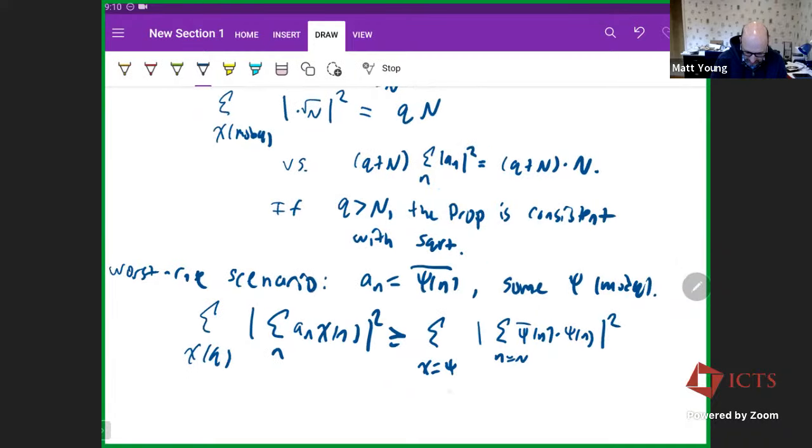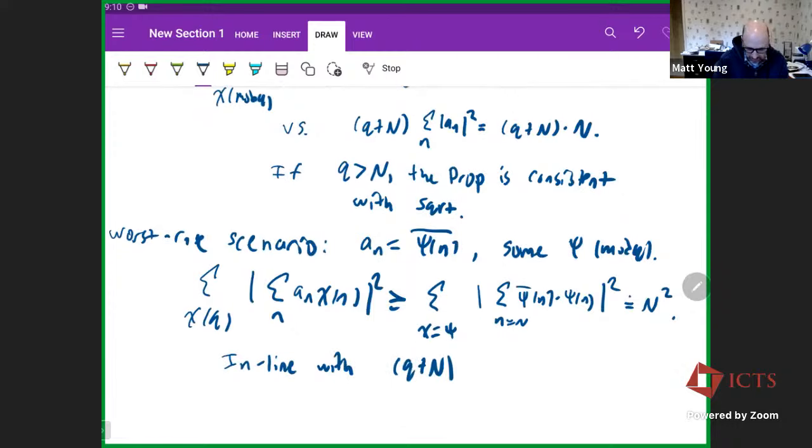So then this will be basically n squared. And that's in line with the bound. It has to be consistent with the bound, and the upper bound is this one, right? The (q plus n) times the a_n squared. So in this example, this will be (q plus n) times n. So we get the n squared term. So we have both terms: we've got the q times n, and then we've got the n squared term.